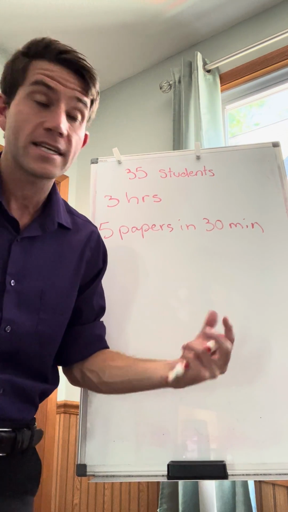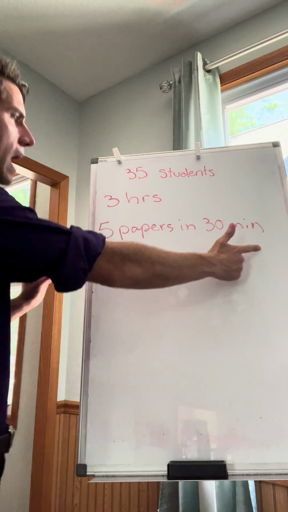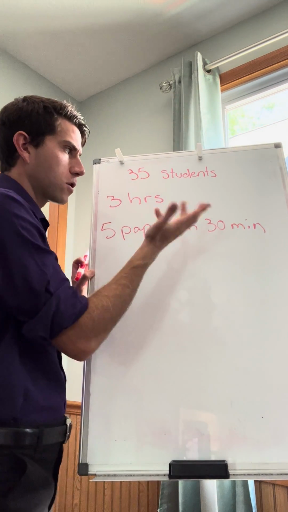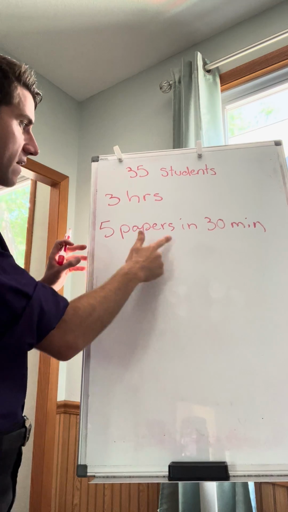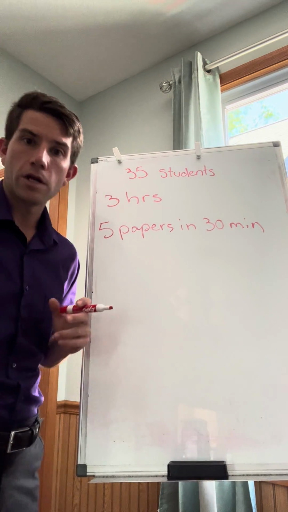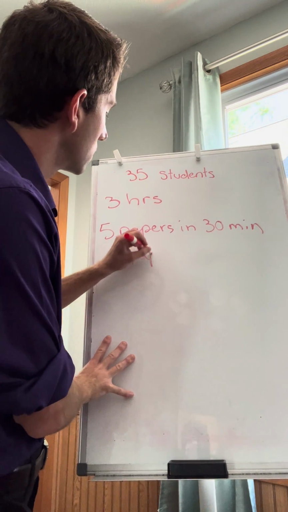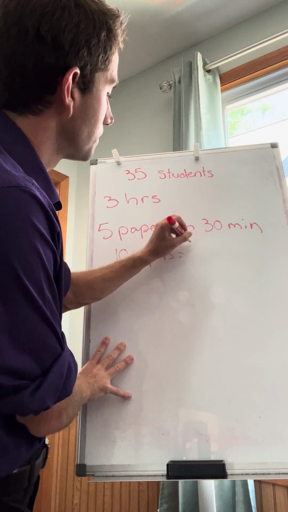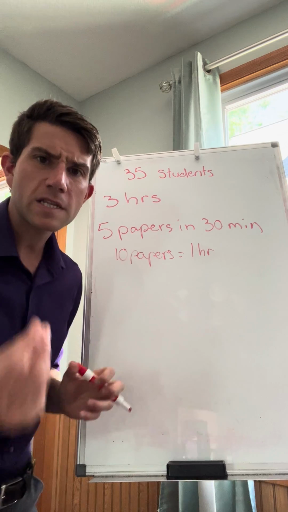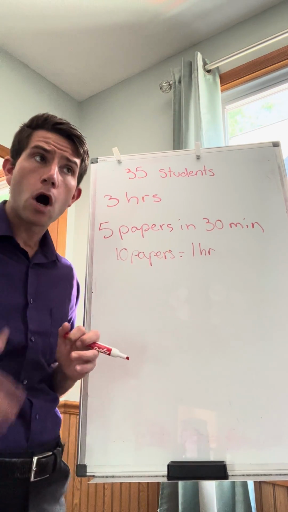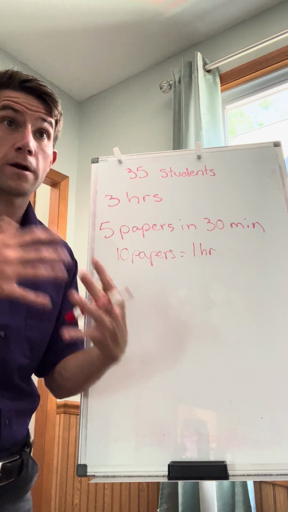to grade faster. So let's figure out how many papers she can grade in an hour for her first section. So if it's 5 papers in 30 minutes, we know 30 and 30 makes 1 hour. So that means she has 10 papers in 1 hour. But now we have to think on the flip side. How fast is she going at this new rate?